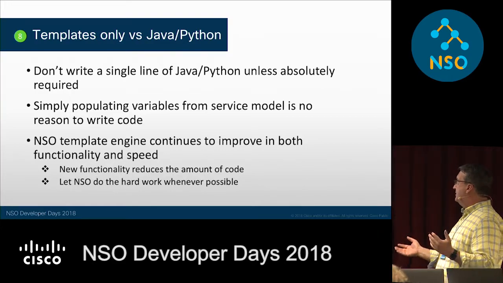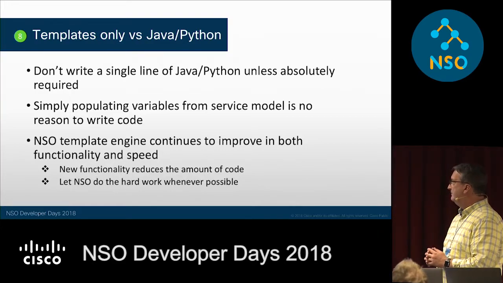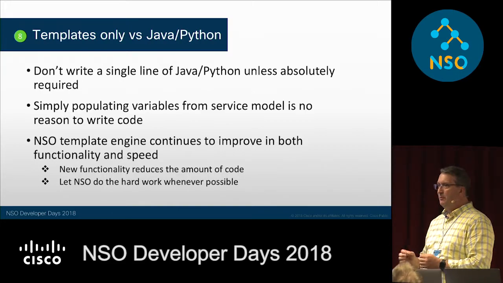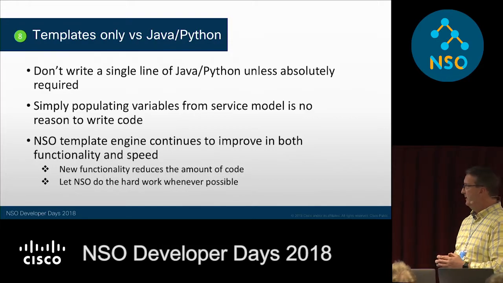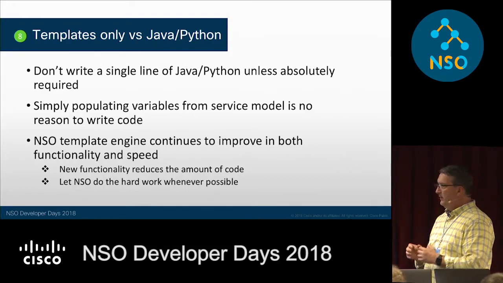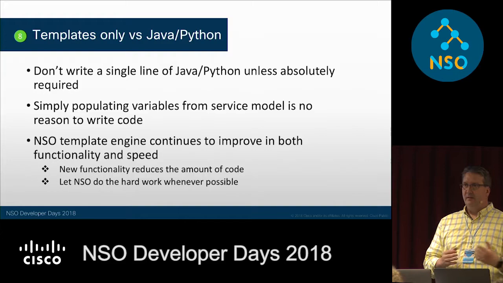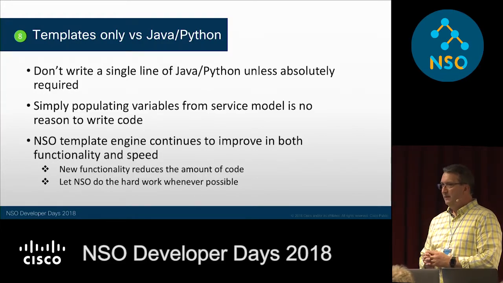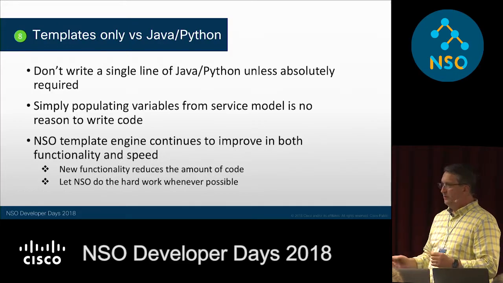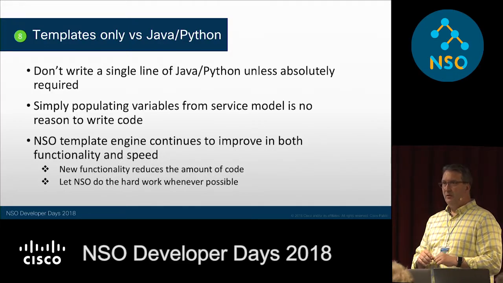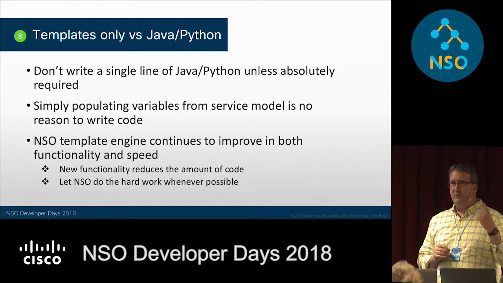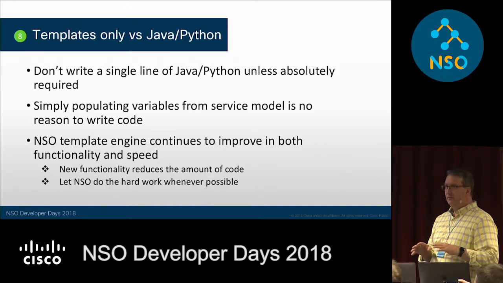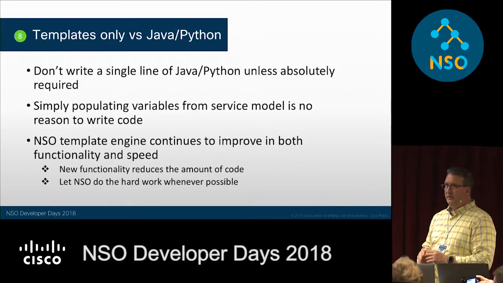We have templates only versus Java and Python. In general, don't write a single line of Java or Python unless you know exactly why you're doing it. I've seen way too many services written with oodles of code that could be accomplished simply using a template. Every time you change a line of Python or you recompile your Java code, that equals one thing. You need a complete testing cycle, right? So I always try to avoid doing that if I can.